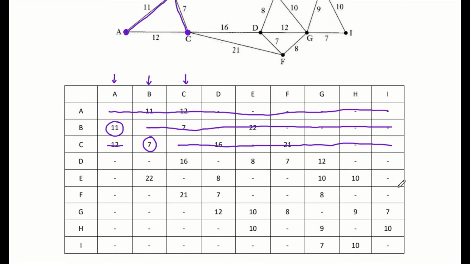Now the 2 steps are already completed: you draw an arrow, then you strike through. After that, same thing, you look at the ones that you have in these 3 columns: 22, 16, 21. Which one gives you the minimum? 16. So as usual, circle. As you circle, remember you are choosing D, so arrow at D. Then remember to strike through D. Okay, so that's the idea.